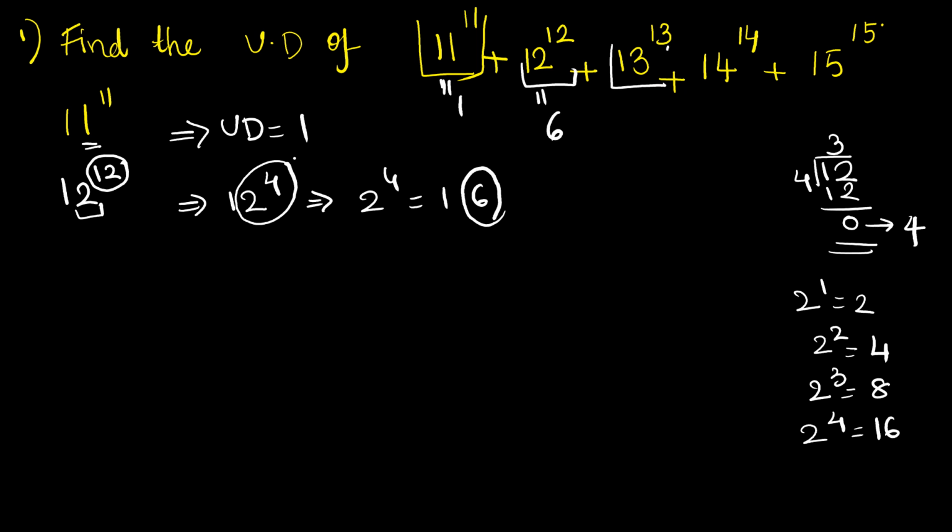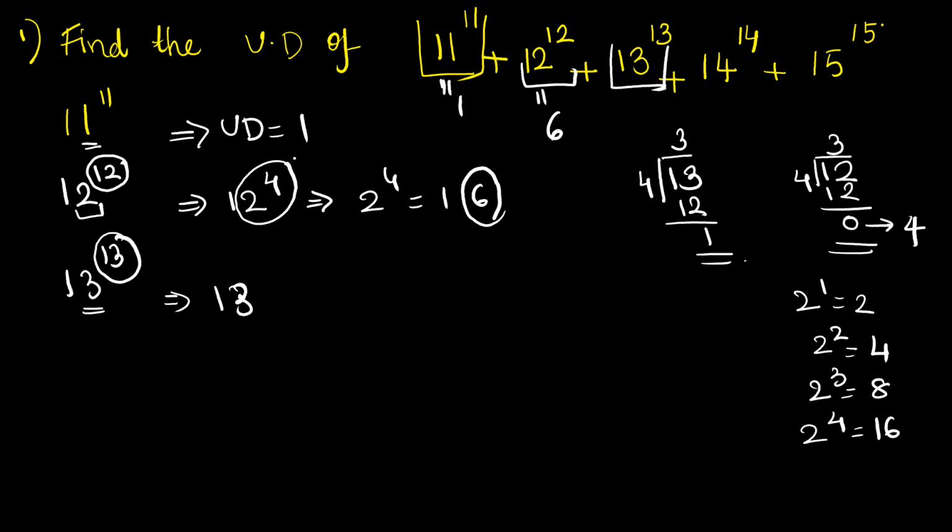Now take the third term, 13 raised to 13. Here we have to see the cyclicity of 3. Again here also we divide 13 by 4. 13 divided by 4. 4 3s are 12, remainder is 1. So we take the power as 1, that is 3 raised to 1. What is 3 raised to 1? 3 raised to 1 is 3. Therefore the unit digit is 3.